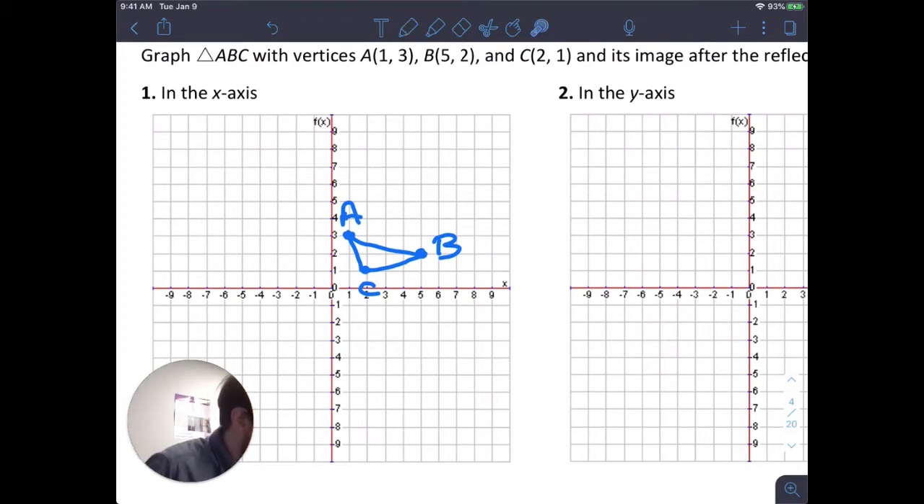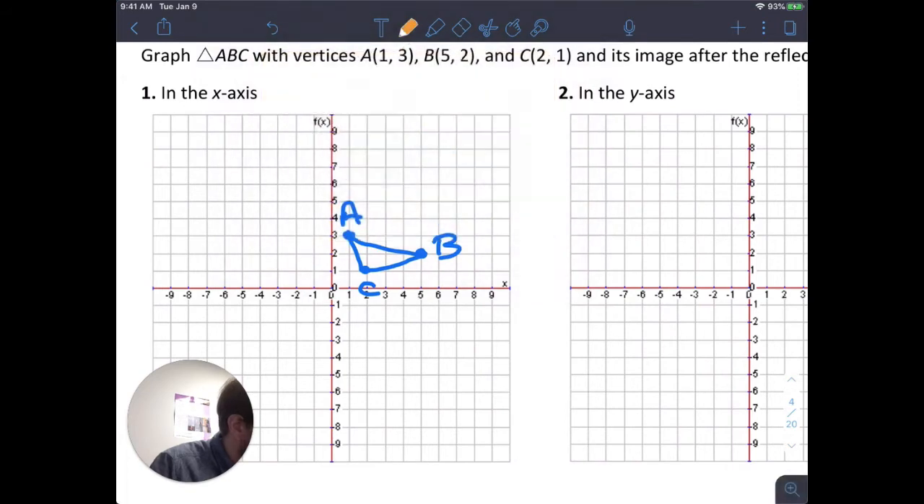Okay, so here's our x-axis, the horizontal axis that goes side to side. And if we're reflecting in the x-axis, that means we're flipping over the x-axis, and so that x-axis is our line of reflection. And so however far our pre-image points are from that line of reflection is the same distance on the other side of the x-axis that the image points would be.